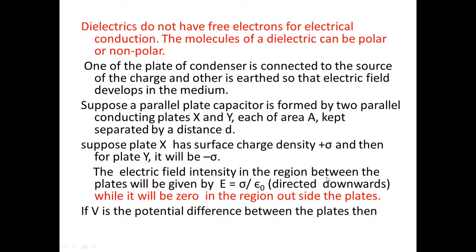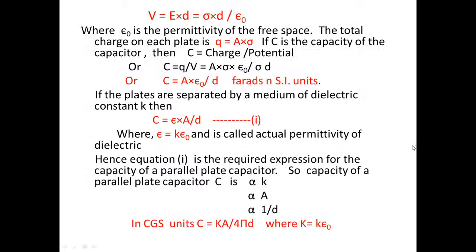If V is the potential difference between the plates, then this potential difference V will be equal to E into D. E is the electric field intensity and D is the distance between the two plates. So it will be equal to sigma D upon epsilon naught, where epsilon naught is the permittivity of free space. The total charge on each plate is Q, and it is equal to the area of the plate into surface charge density sigma, A sigma.